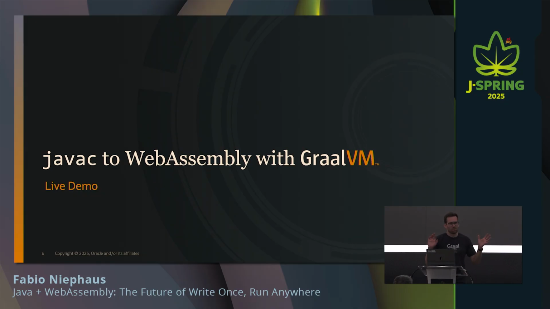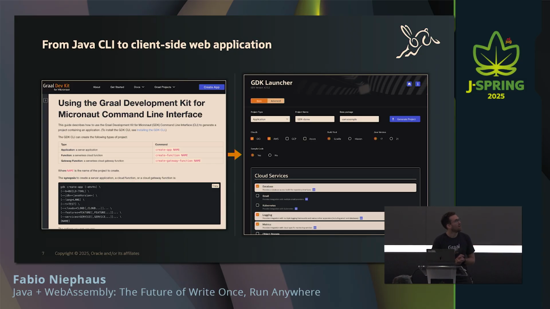Well, I said this is a bit crazy, but in reality, it's actually a pretty damn good use case, I think. And we have a real use case for it already, which is our GraalVM Development Kit from Micronaut. We already had a CLI, a command line interface, that allows you to create new projects for Micronaut and Graal Dev Kit. And we wanted a launcher, similar to the Micronaut launcher or the Spring Initializr.